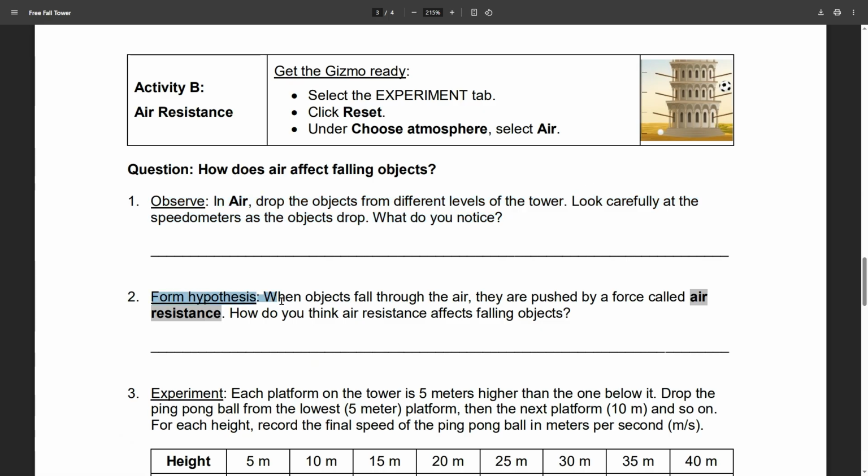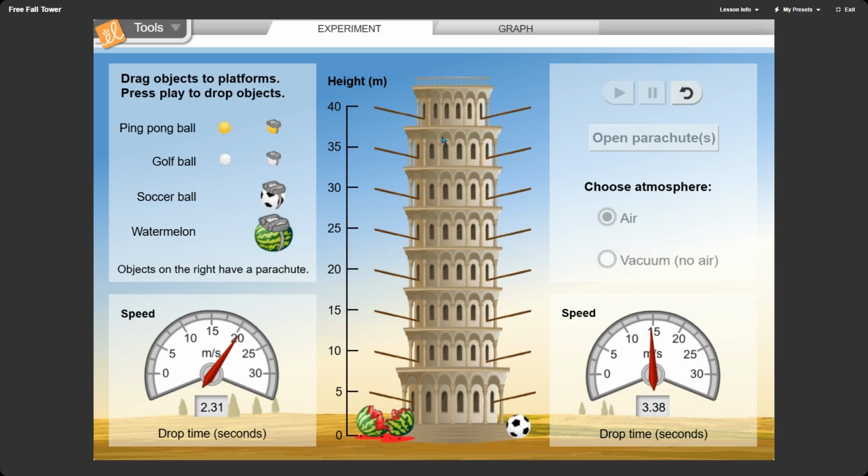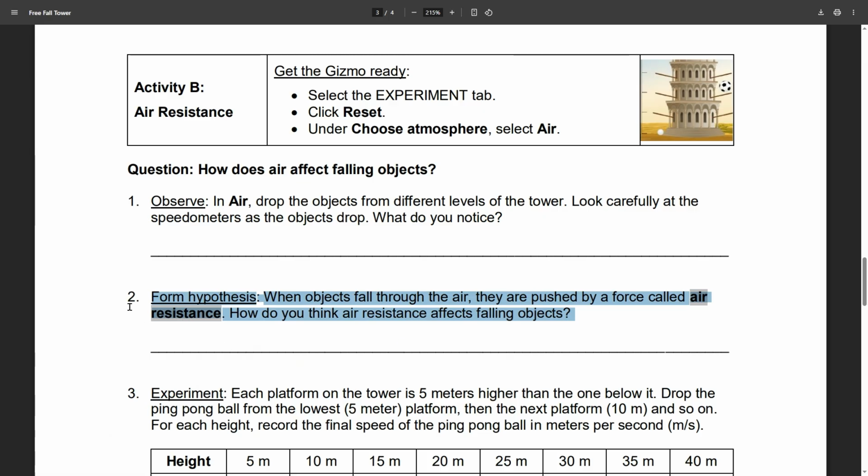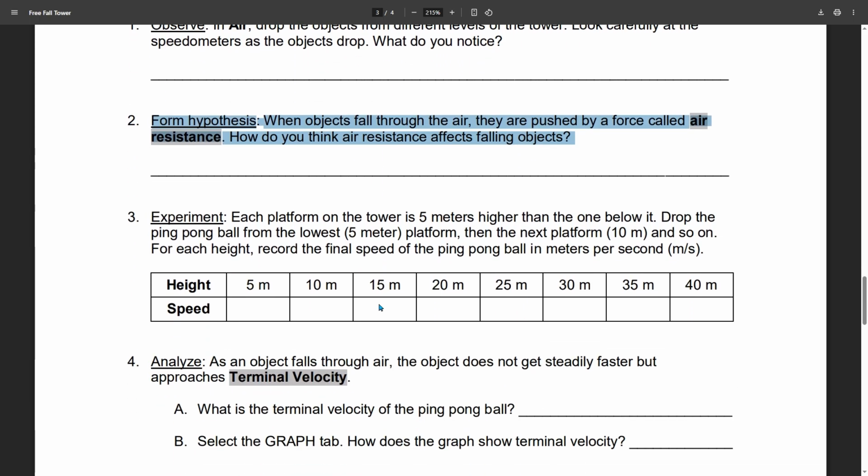Form a hypothesis. When objects fall through the air, they are pushed by a force called air resistance. How do you think air resistance affects the objects? So, number two, just write down your thinking about air resistance and how it affects falling objects.